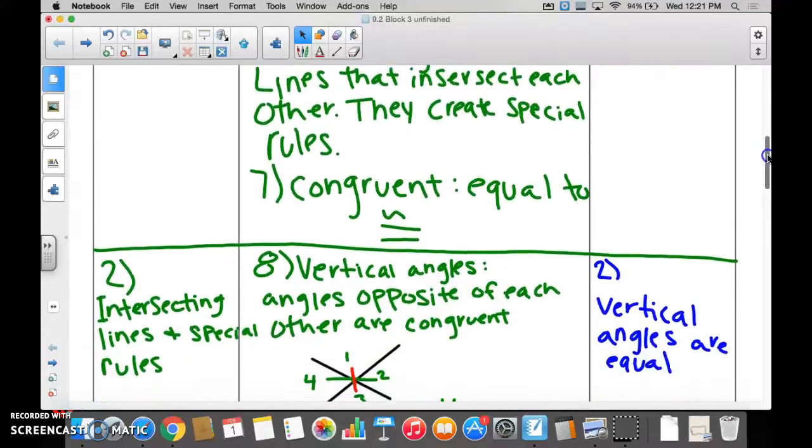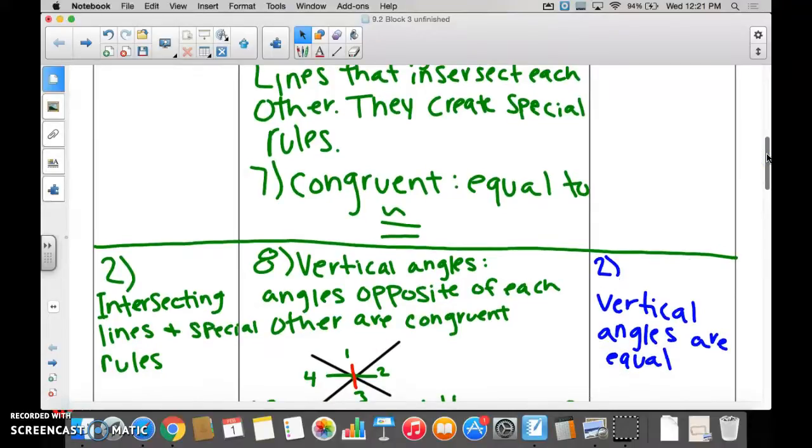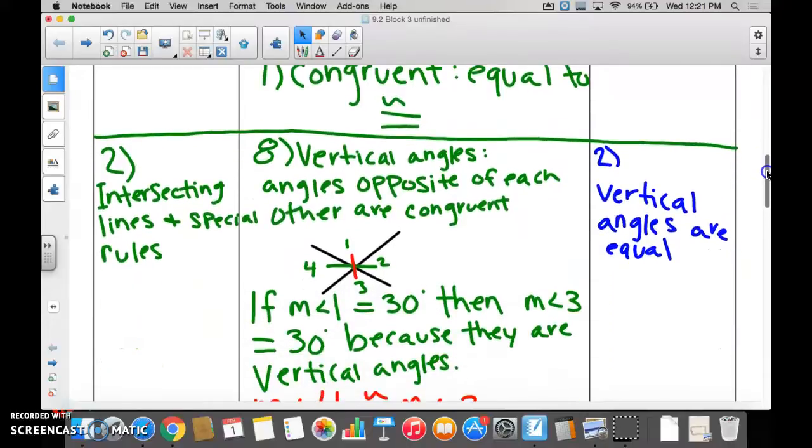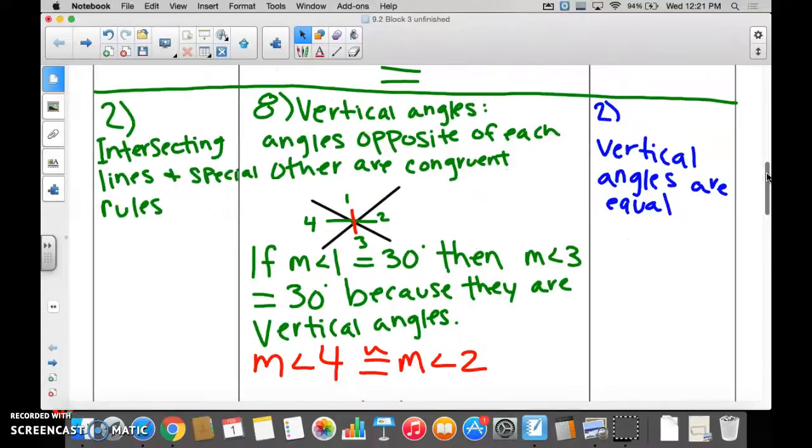And number 7, we have congruent. Congruent means equal to, and note the symbol for congruent. All right, and then we talked about intersecting lines and the special rules. So we have number 8, vertical angles. Vertical angles are opposite angles that are congruent.